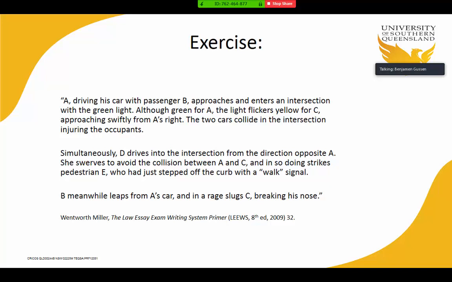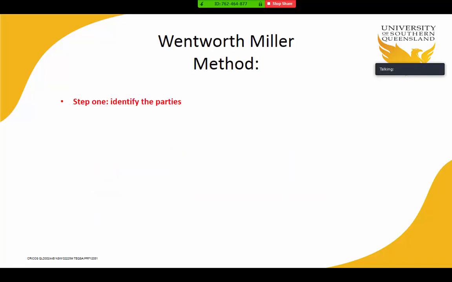so A, driving his car with passenger B, approaches and enters an intersection with the green light. Although green for A, the light flickers yellow for C, approaching swiftly from A's right. The two cars collide in the intersection, injuring the occupants. Simultaneously, D drives into the intersection from the direction opposite A. She swerves to avoid the collision between A and C, and in so doing, strikes pedestrian E, who had just stepped off the curb with a walk sign. Meanwhile, B leaps from A's car and in a rage slugs C, breaking his nose. All right.